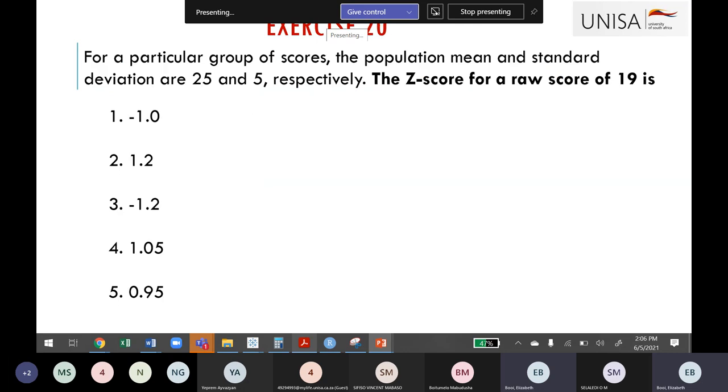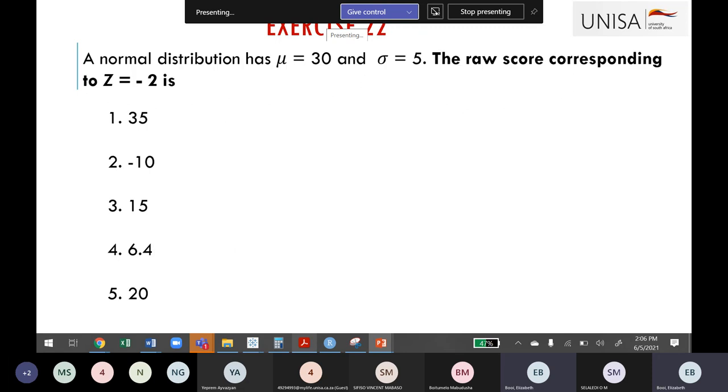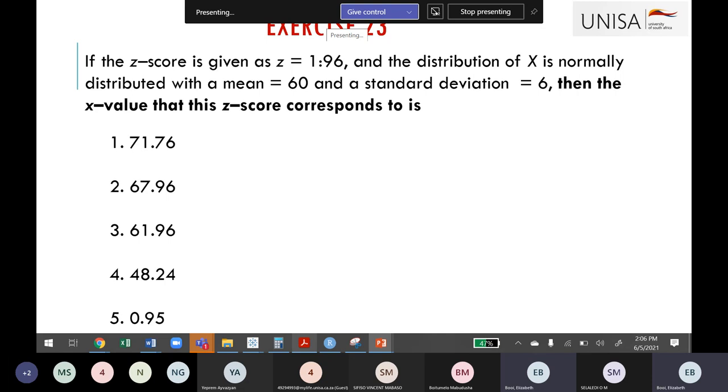Okay, let me just move. So this one is easy as well. You just need to calculate the Z score, which means you use the formula Z is equal to X minus the mean divided by the standard deviation. This is a normal theory question, and this you just need to calculate your X, which means you use Z is equal to X minus the mean divided by the standard deviation. As well on this one, they are looking for, this is a point decimal, sorry. They are looking for X, so you just use Z is equal to X minus the mean divided by the standard deviation. That's what they are looking for, the X value.